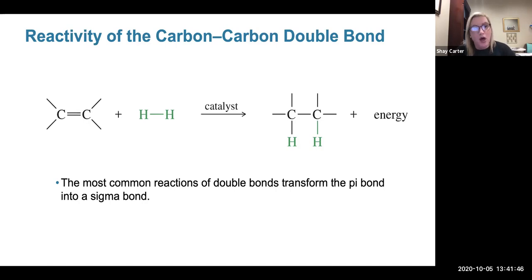Now, the most common reactions of double bonds eliminate the double bond, okay? Now, remember that a double bond is made up of a sigma bond and a pi bond, and that second bond in the double bond is a pi bond. And the most common reactions of double bonds transform that pi bond into another sigma bond, okay? So that we have all single bonds. Those are the most common reactions of double bonds.